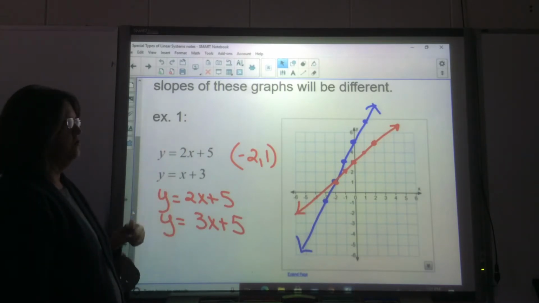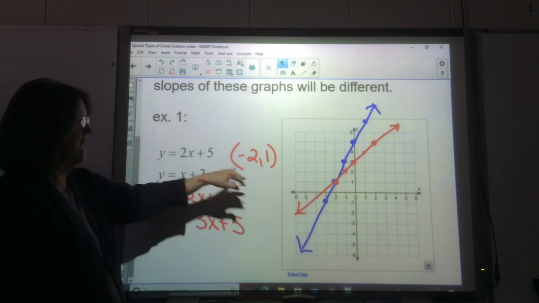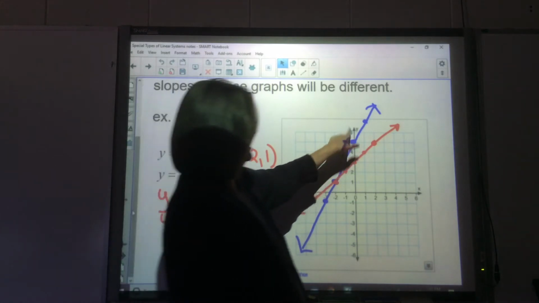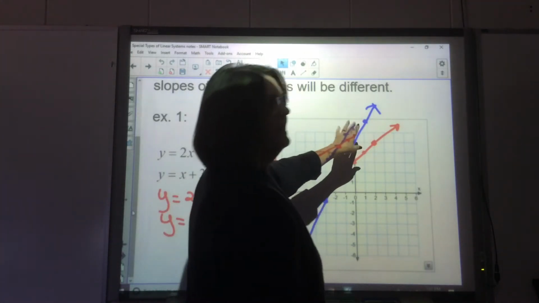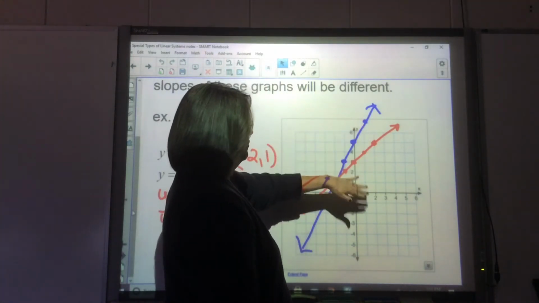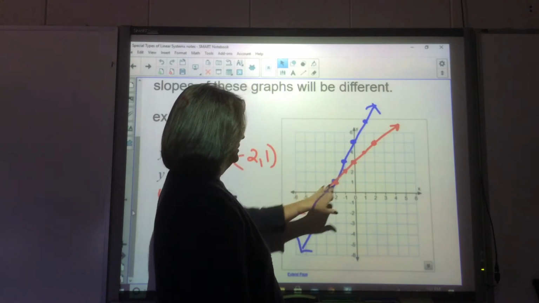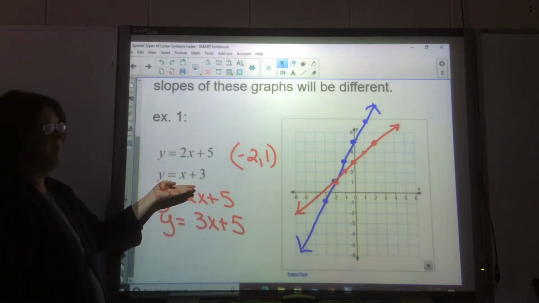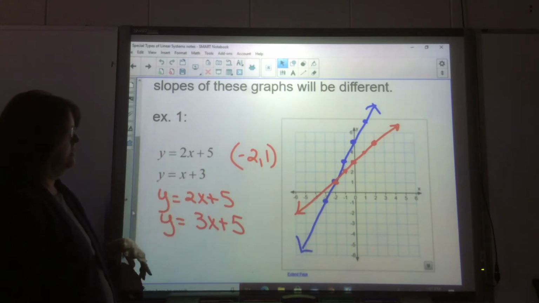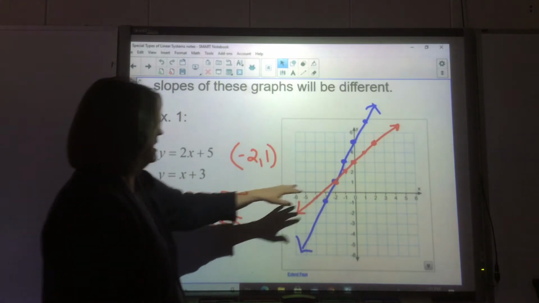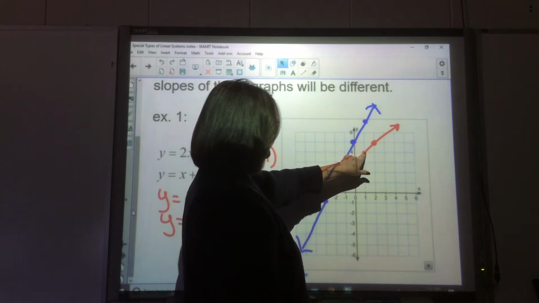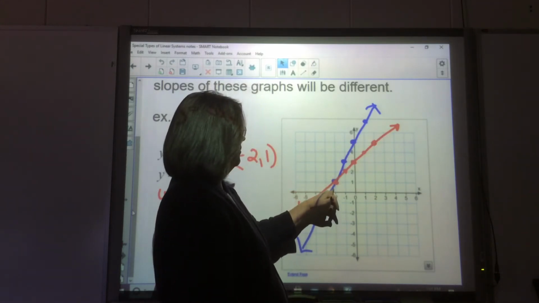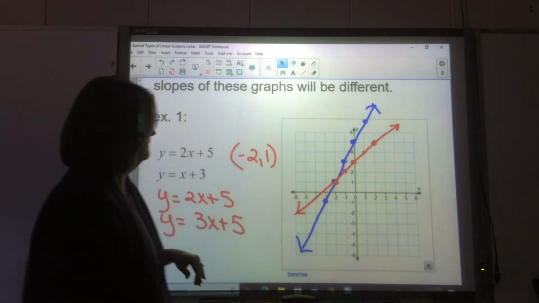So when you graph these, you will start at 5, you will go up 2 to the right 1, and then if you can't go up 2 to the right 1, you'll go down 2 to the left 1. And this is the graph in blue. This graph is in red, and you will start at 3 and go up 1 to the right 1 like that. These two graphs are going to cross at the point -2, 1.